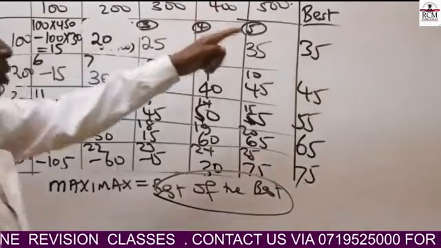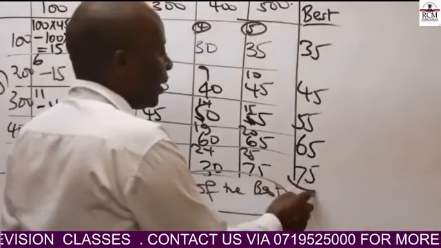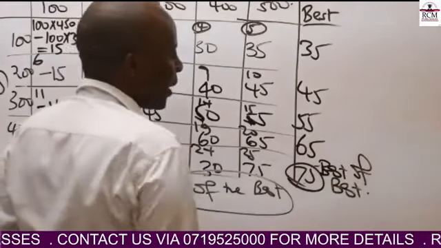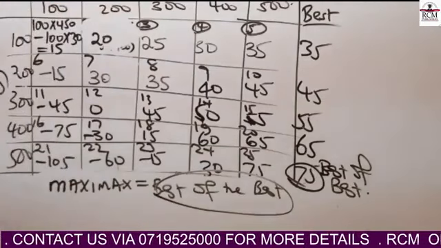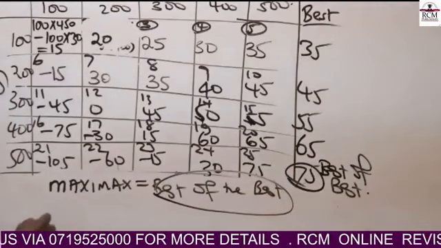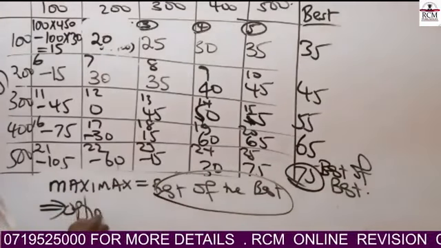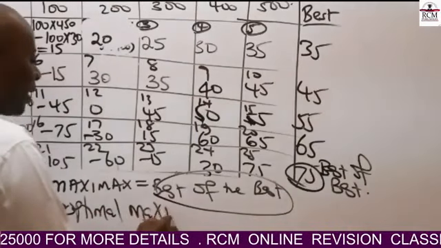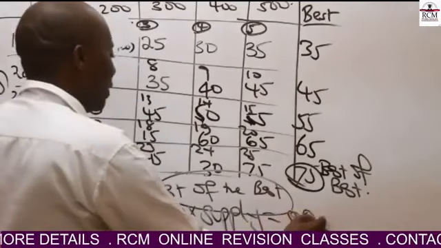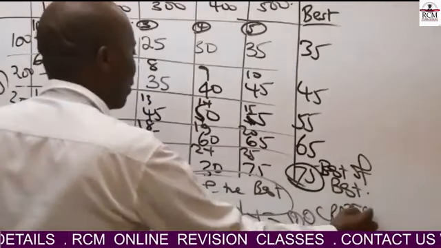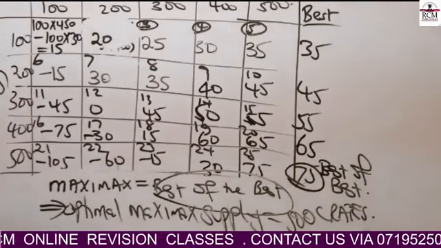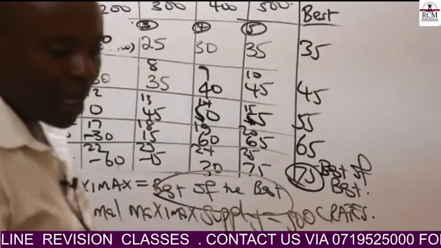So then amongst all these, which one is the best of the best? It is this 75. This is what we call best of the best. And if that is the case, then we are advising these people to supply. So the optimal maxi-maxi supply equals 500 crates. That is maxi-maxi.